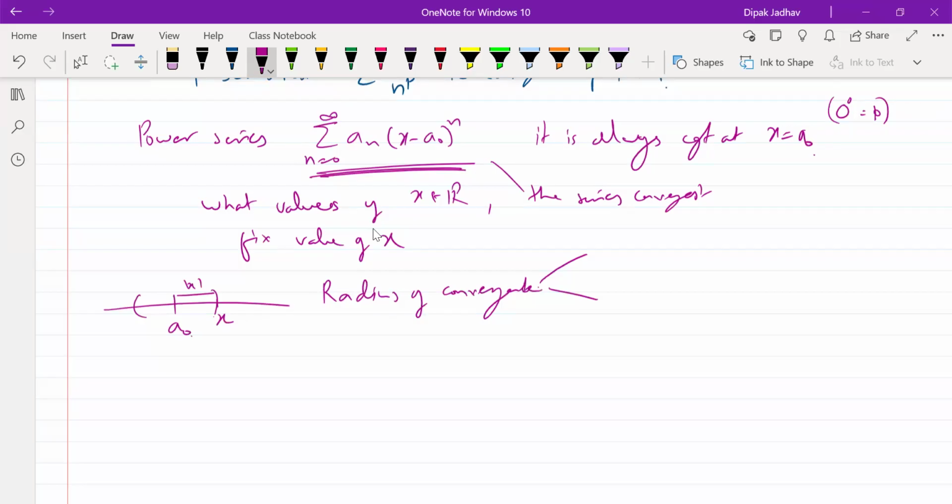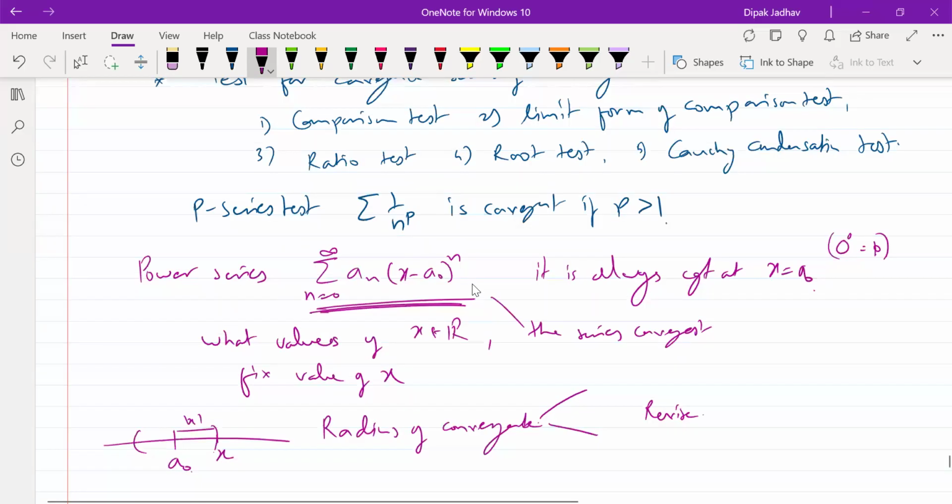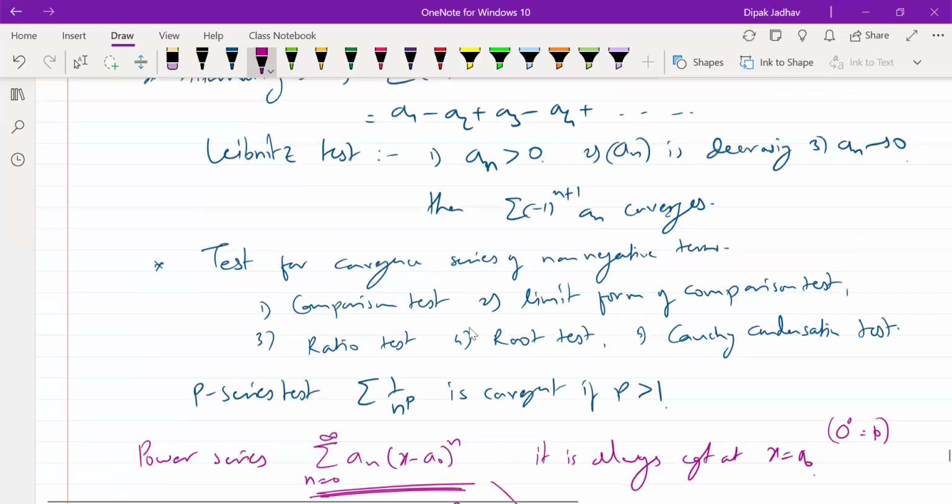Okay, so I suggest you revise all this, infinite series. Also something called the radius of convergence and interval of convergence of power series. Okay. Next time we will see problems based on infinite series and power series.